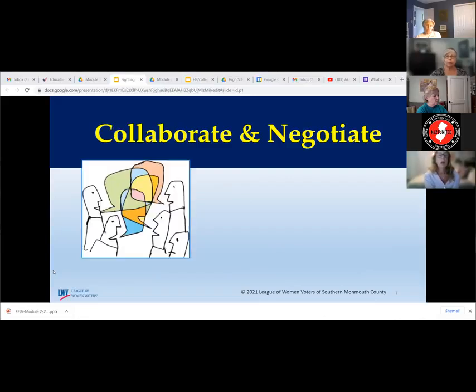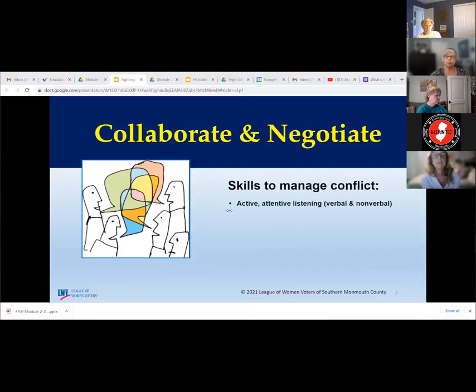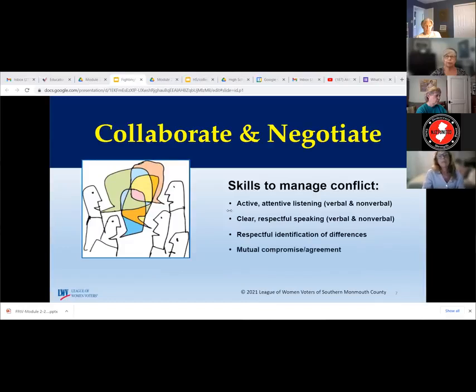There are a variety of personal communication skills that can help us manage conflict. Active, attentive listening, including attention to nonverbal and verbal cues. Clear, respectful speaking, including verbal and nonverbal cues. Respectful identification of those differences that we have. And mutual compromise or agreement. And that's not always possible, but it's something that we can work towards.